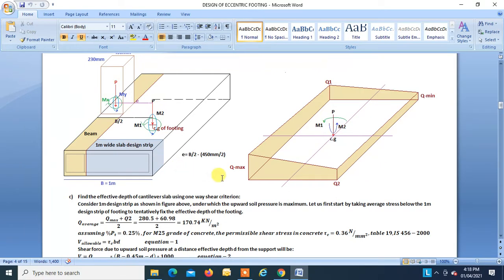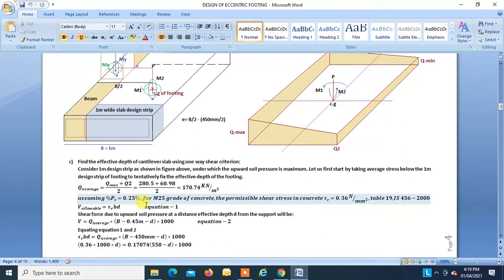In the case of footings we know that we don't provide shear reinforcement, and we also know that the depth of the footing is governed by the shear criteria. So we'll try to assume our effective depth with the one-way shear criteria. Find the effective depth of the cantilever slab using the one-way shear criteria. Consider a 1 meter design strip as shown in the figure above, under which the upward soil pressure is maximum.